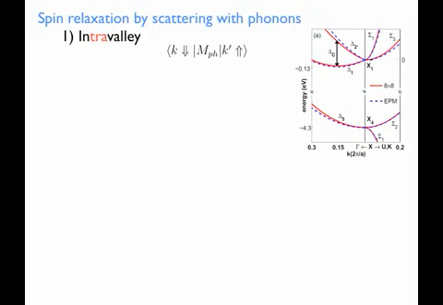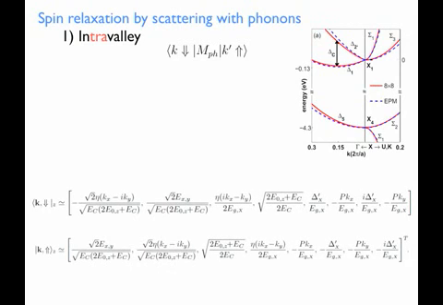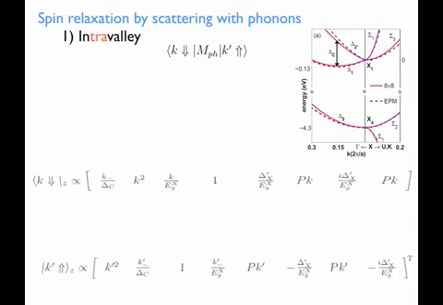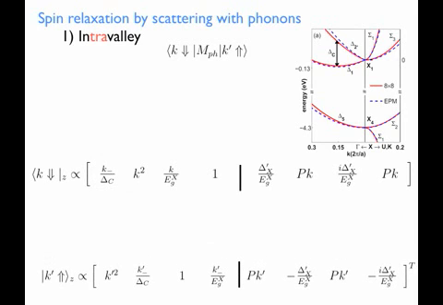So first of all, intra-valley spin relaxation. Here are the states at K and K prime. So instead of these complete forms, I will show you a more compact form that captures important features. So we put arrows indicating the spin directions and with the size representing the amplitudes.